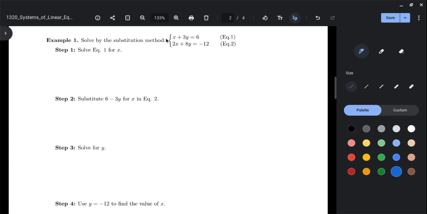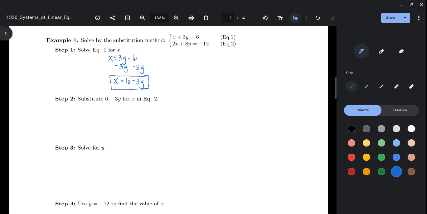So let's go ahead, and for step 1, we're going to pick equation 1 to solve for x. So we have x plus 3y equals 6. So if I'm solving for x, I want to get it by itself. So I need to somehow move this plus 3y. So I subtract it from both sides. And we're left with x equals 6 minus 3y. So step 1 is done. We have now solved for x in equation 1.